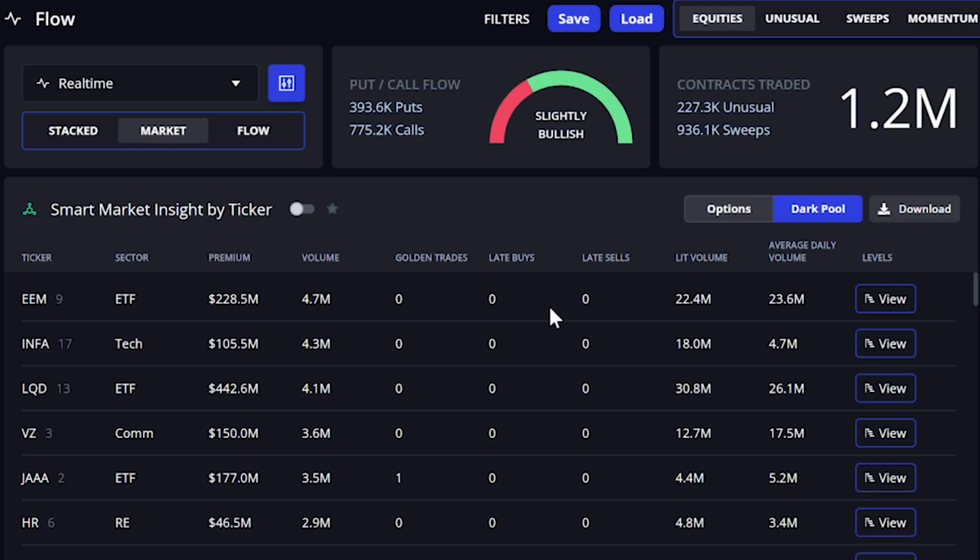You can compare this to the average daily volume in these stocks. So it gives you a pretty good idea of how unusual this activity is and whether it's something that you want to look into more.